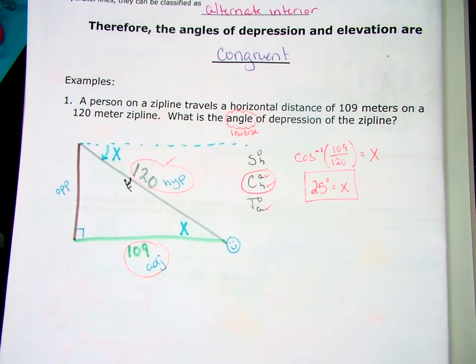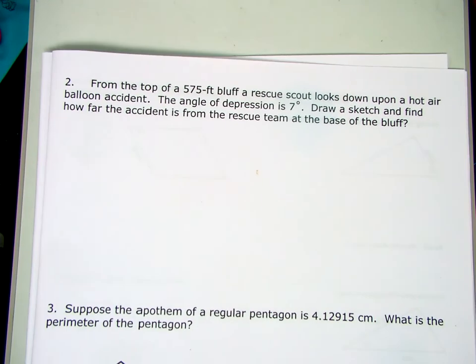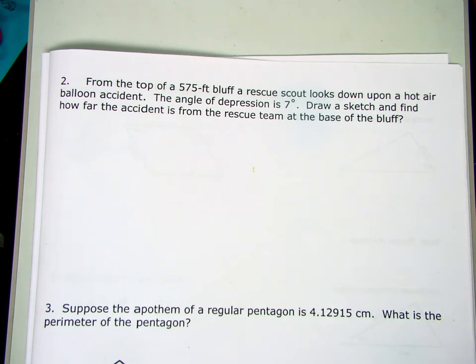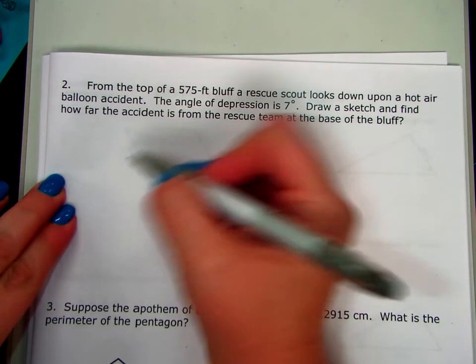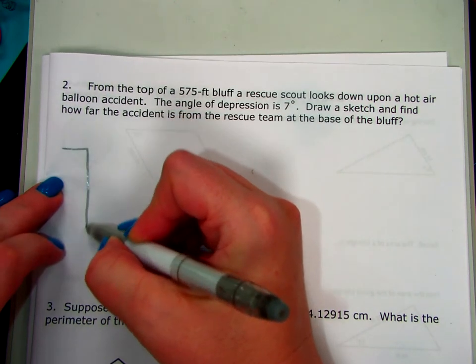Okay. Next. From the top of a 575-foot bluff, a rescue scout looks down upon a hot air balloon accident. The angle of depression is 7 degrees. Draw a sketch and find how far the accident is from the rescue team at the base of the bluff. Okay. So, do we know what a bluff is? It's like a cliff. Up high, like on a cliff. So, we are 575 feet above the ground on a bluff.